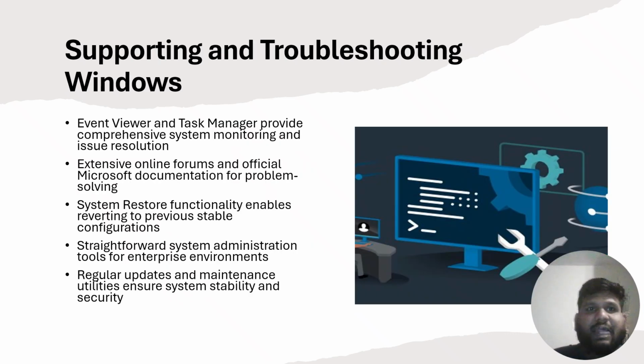Now moving to the next slide, support and troubleshooting for Windows. Support and troubleshooting are crucial for maintaining a stable and reliable Windows environment. Windows offers built-in tools like the Event Viewer and the Task Manager, which help users diagnose and resolve system issues. For more complex problems, extensive online user forums and official Microsoft documentation are available. Tools like System Restore enable users to revert their system settings to previous states, providing a way to recover from errors. These features make managing Windows systems straightforward, particularly in business settings.